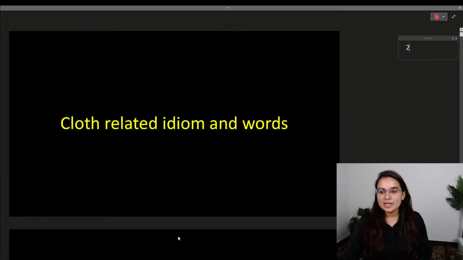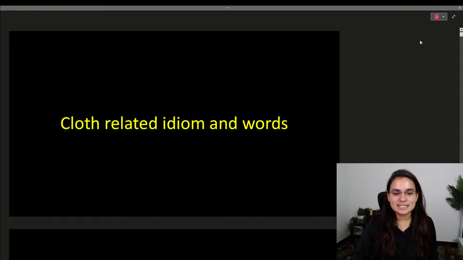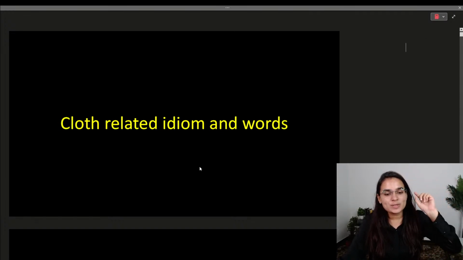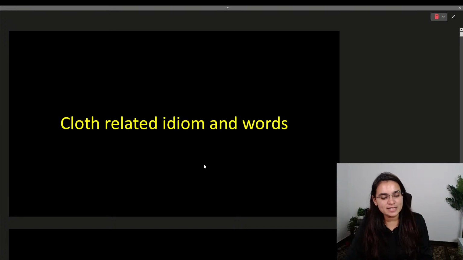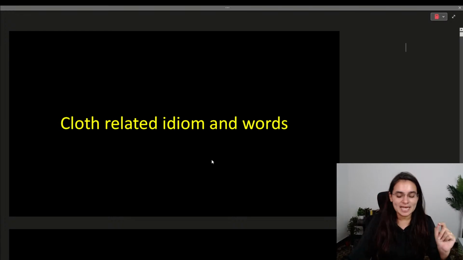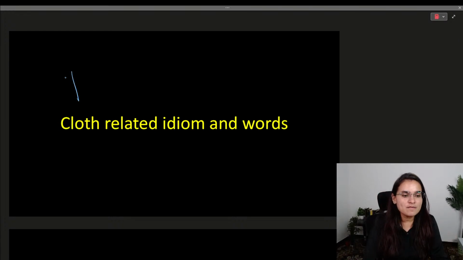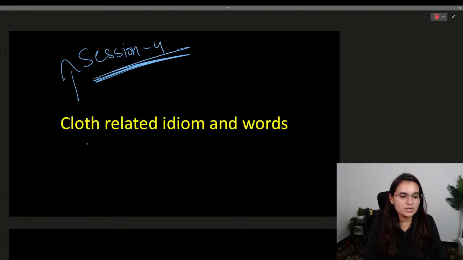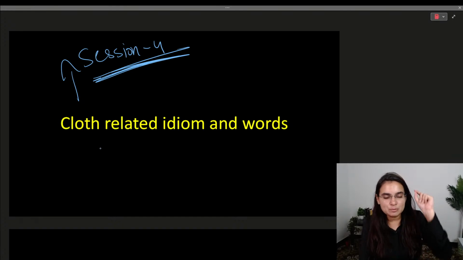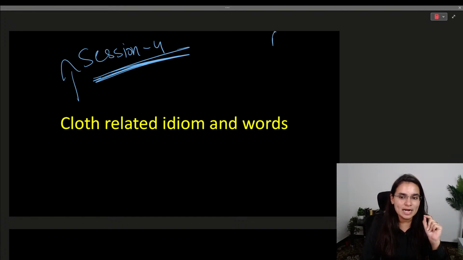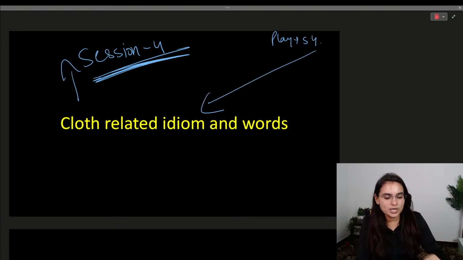Chalo, shuru karte hain. The first exercise that I have for you, and I told you this is the revision of the first 4 classes. So the exercises are designed based on those sessions. Hi Ashok, welcome to the session. The first exercise is whatever we discussed in session 4. If you check session 4 in the playlist, it is about cloth related idioms and words. We're going to do the revision of that in today's class.